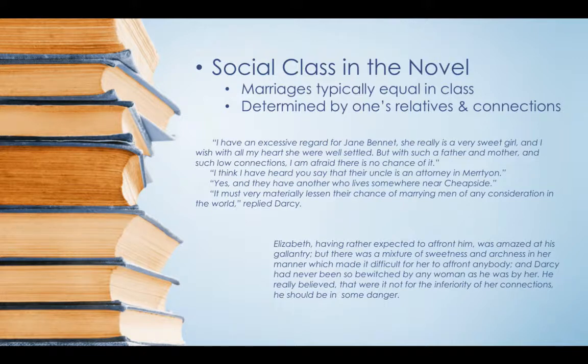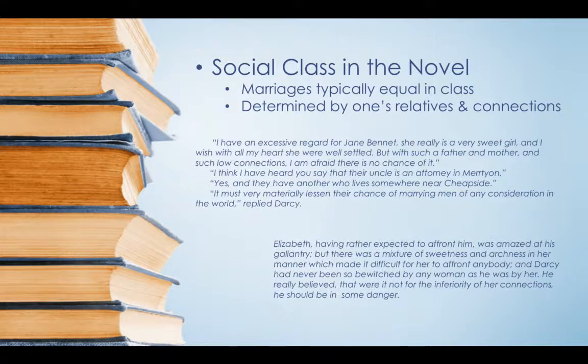Social class was also determined not only by oneself, but by one's relatives and connections. So, for example, if you didn't have a lot of money, but you had a lot of friends and relatives who did, that could kind of elevate you. So you can see that in Mr. Collins' behavior, for example. He is relatively poor, but by basically latching on to Lady Catherine and his other wealthy friends, he's able to kind of elevate himself a little bit.